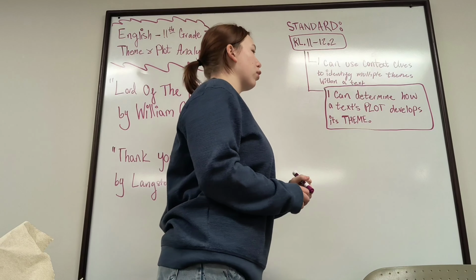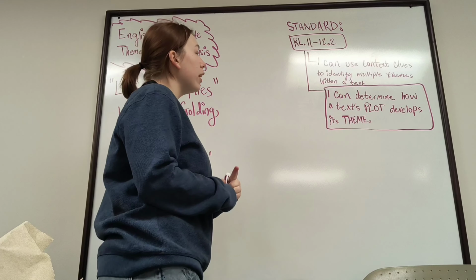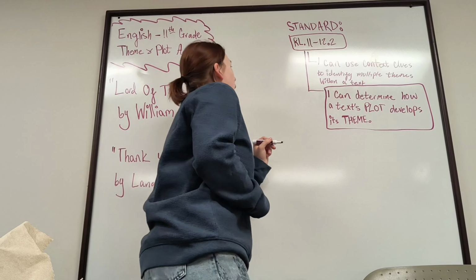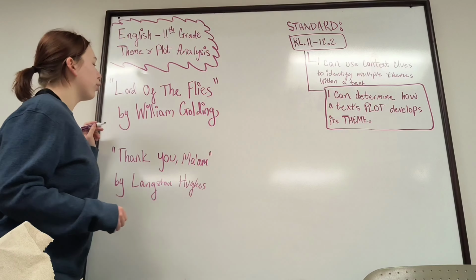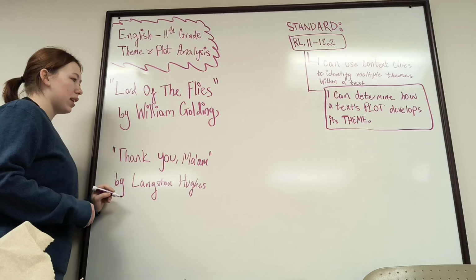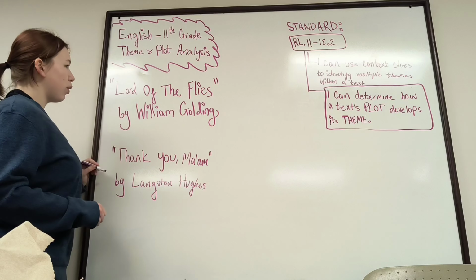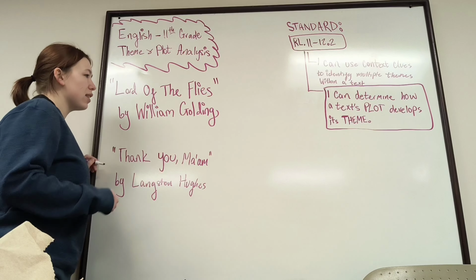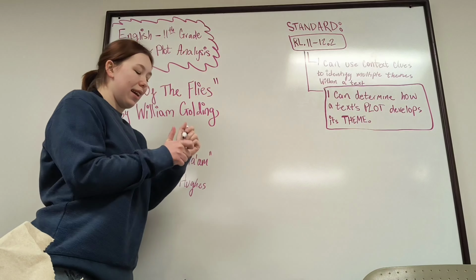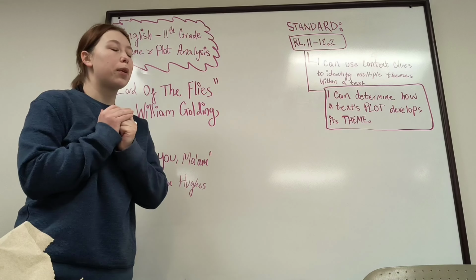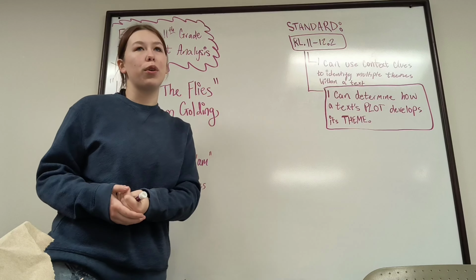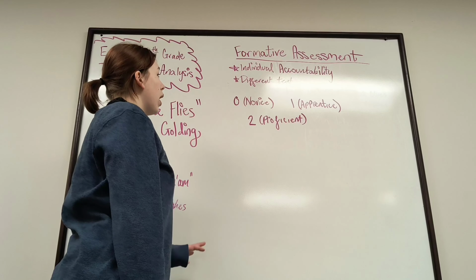So in terms of the background knowledge of students, they have previously looked at context clues to identify theme. They have previously read Lord of the Flies by William Golding, and they've also read Thank You Ma'am by Langston Hughes. So they are familiar with both of these materials and the ability to identify theme. What we're looking at today is specifically timelining plot and its relation to theme and its development over the course of a novel.